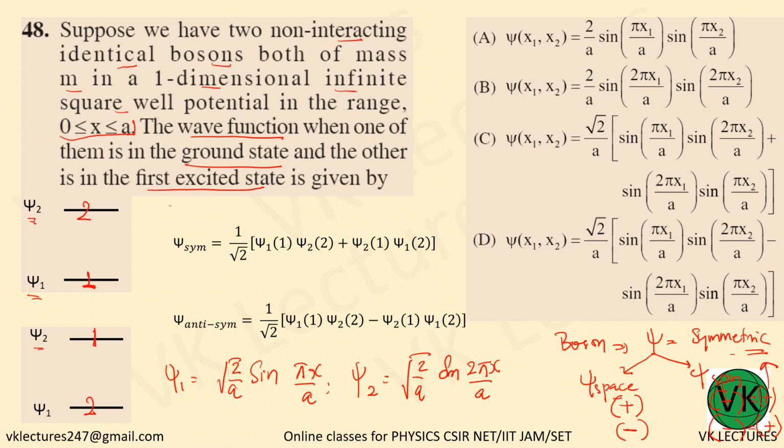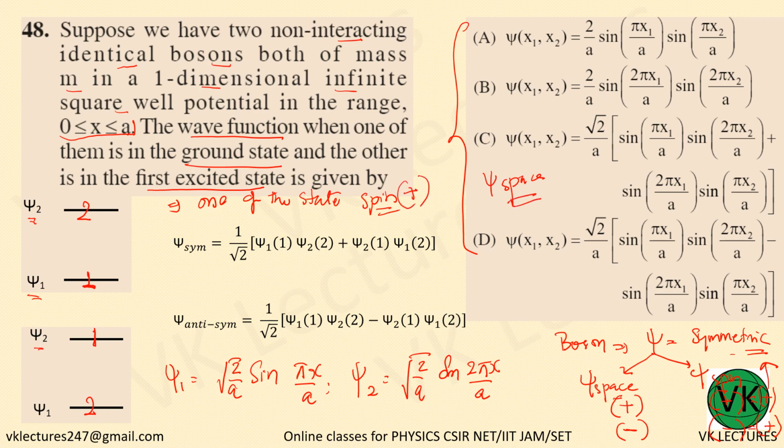Now here the question is incomplete, because one of the states must be given. One of the states, either psi space or psi spin, must be given. Only then can we find out the other one. Here psi spin must be given, because whatever is in the options, it is about psi space. If the psi spin is symmetric, then your psi space also must be symmetric. Symmetric means you have to use this formula.